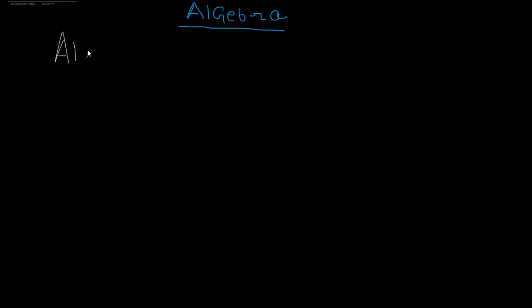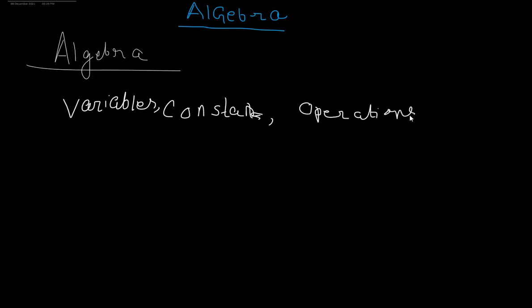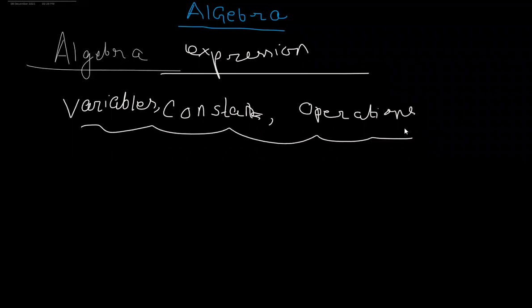So the algebra consists of variables, constants, operations. These are present in the algebraic expressions. The algebraic expression, these three are present.